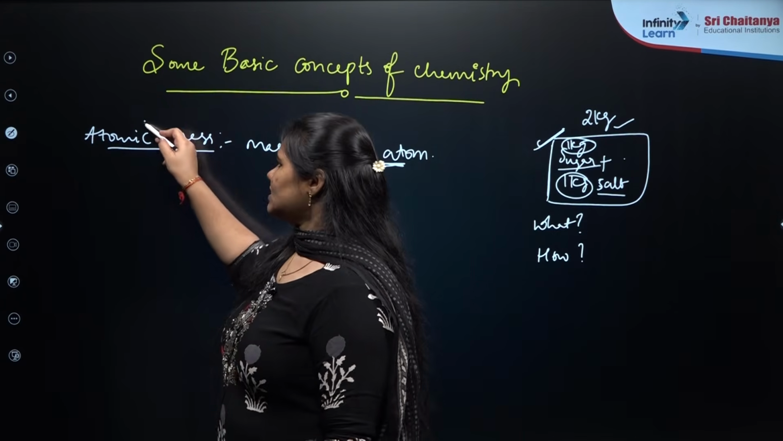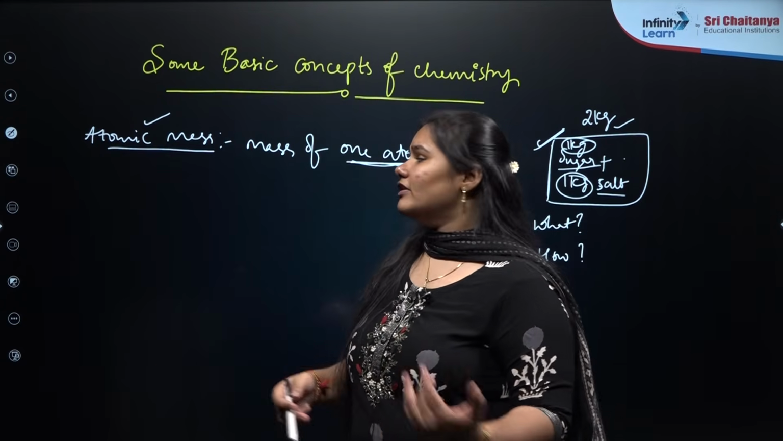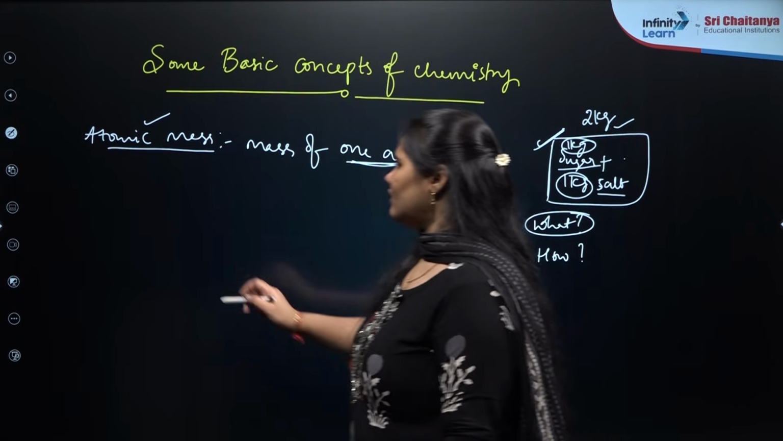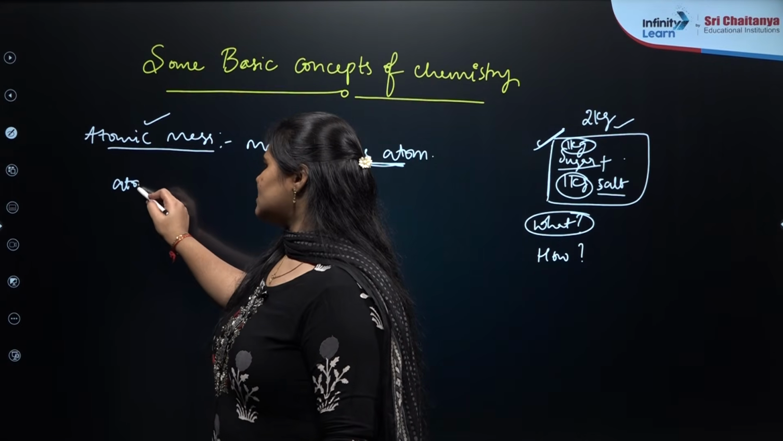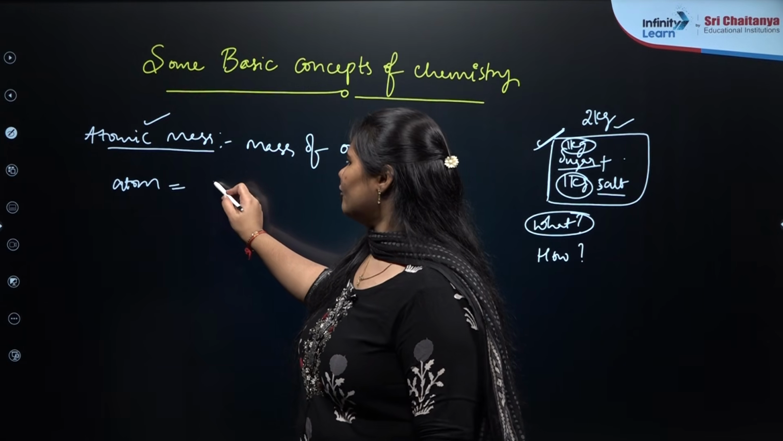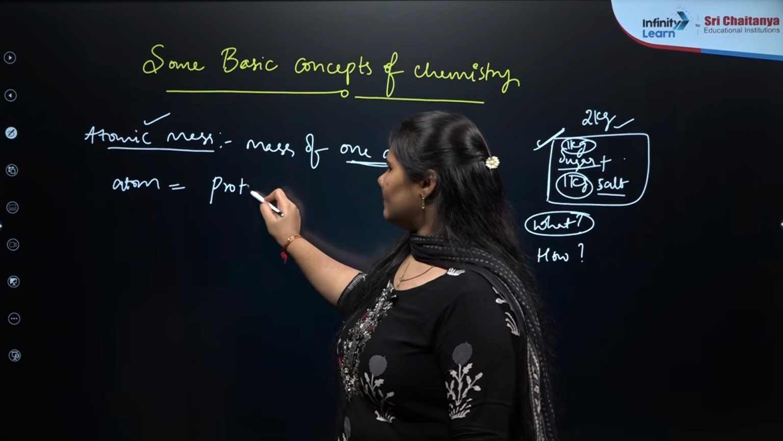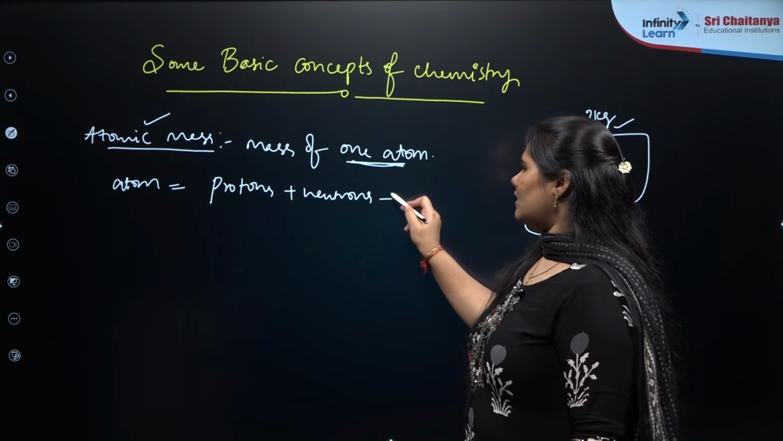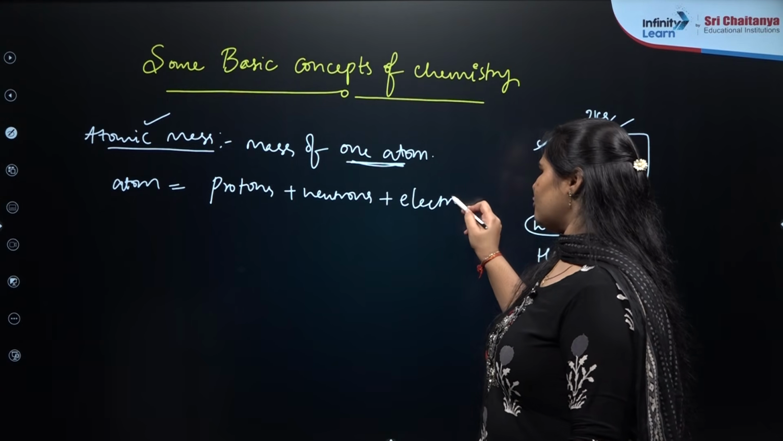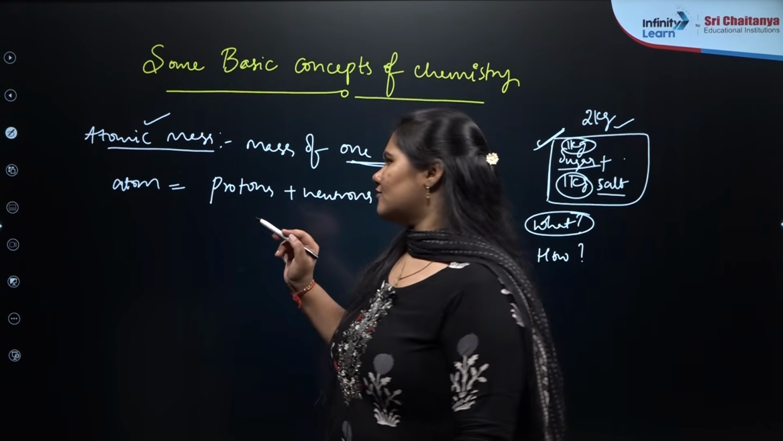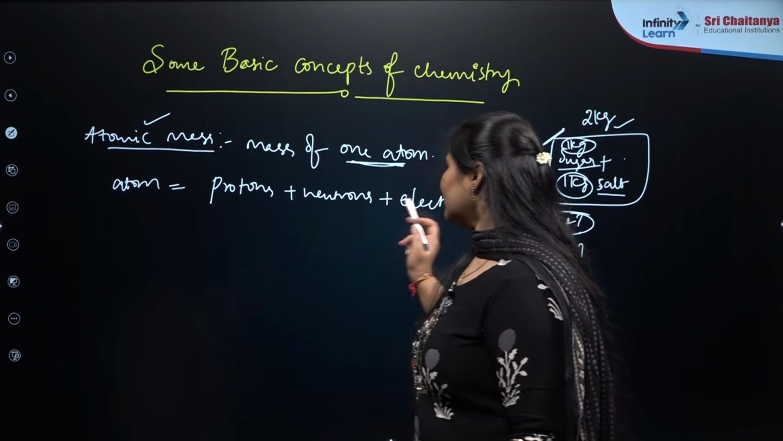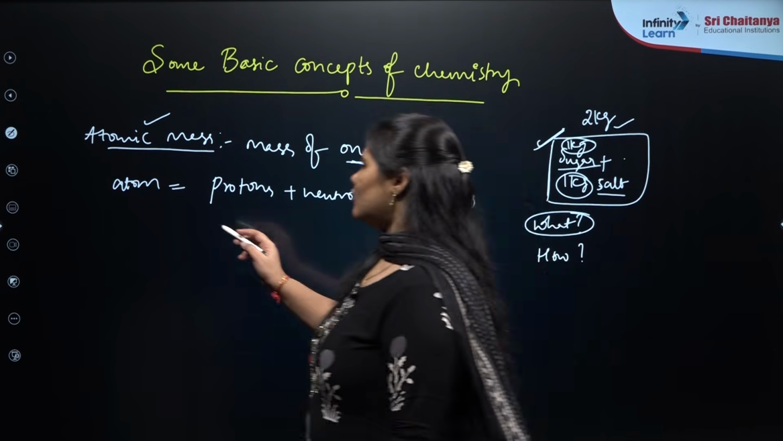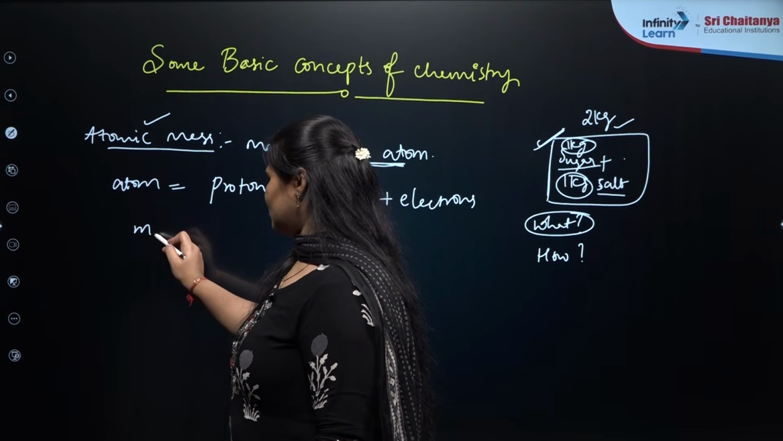Similarly, if I ask what is atomic mass, it is the mass of an atom. First, what we have to know is what is there inside an atom. Already we know that an atom consists of protons, neutrons as well as electrons. Now when we look into these three, we have to know how much is each of their quantities. That is what we will learn in structure of atom.